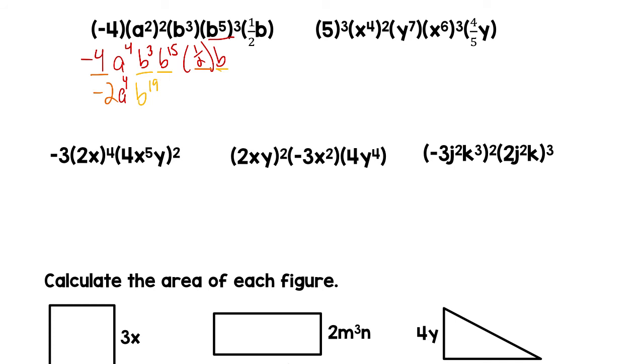Try the next one on your own. It's real similar. All right, we've got 5 cubed. Well, that's 125. Let's get rid of all the powers of powers now.